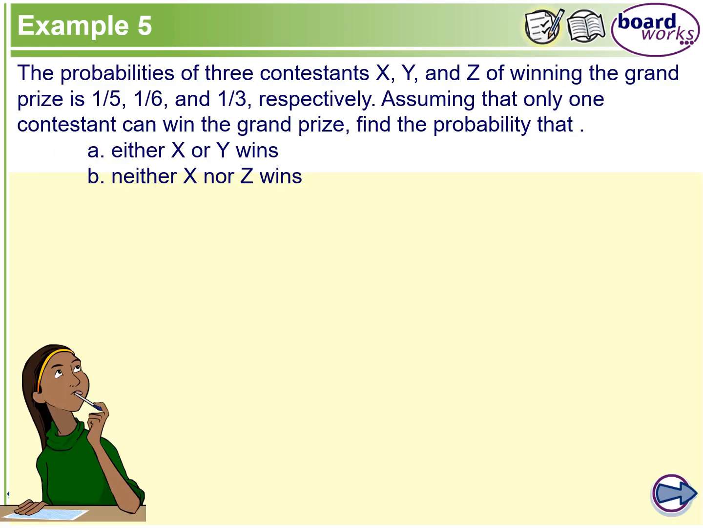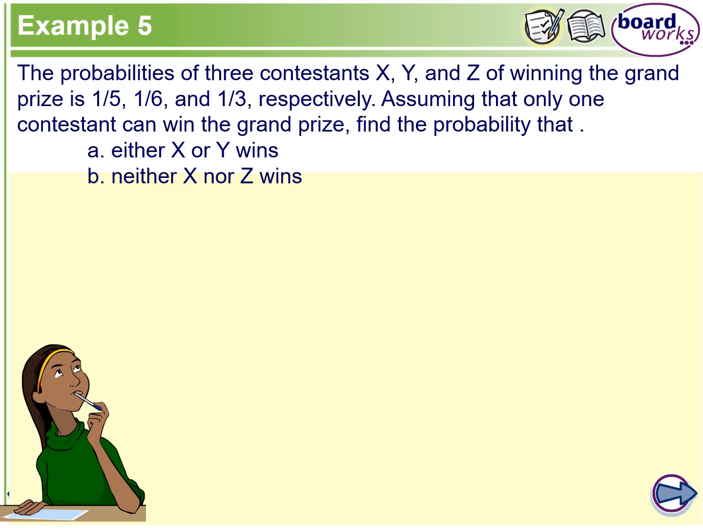Example number 5. The probabilities of 3 contestants X, Y, Z of winning the grand prize are 1/5, 1/6, and 1/3 respectively. Assuming that only one contestant can win the grand prize, find the probability that either A, X or Y wins, or B, neither X nor Z wins. So here, since only one contestant can win, the events are mutually exclusive.